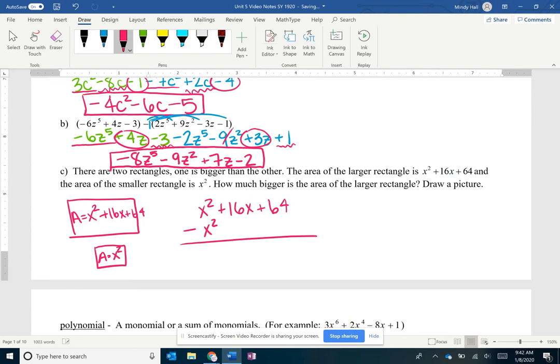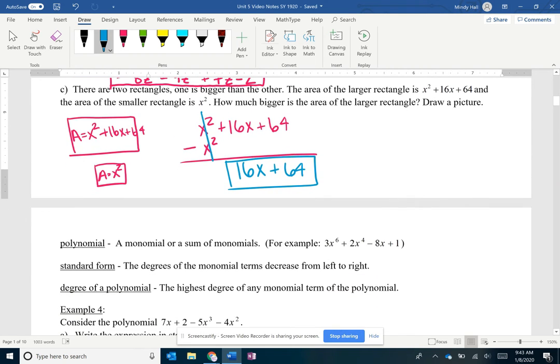And you notice when you subtract x squared, it just cancels out with the x squared in there, and we know that the bigger rectangle is 16x plus 64 bigger than the smaller rectangle. Keep in mind that we do not know what the value of x is, so this would be an actual number once we knew what x was.